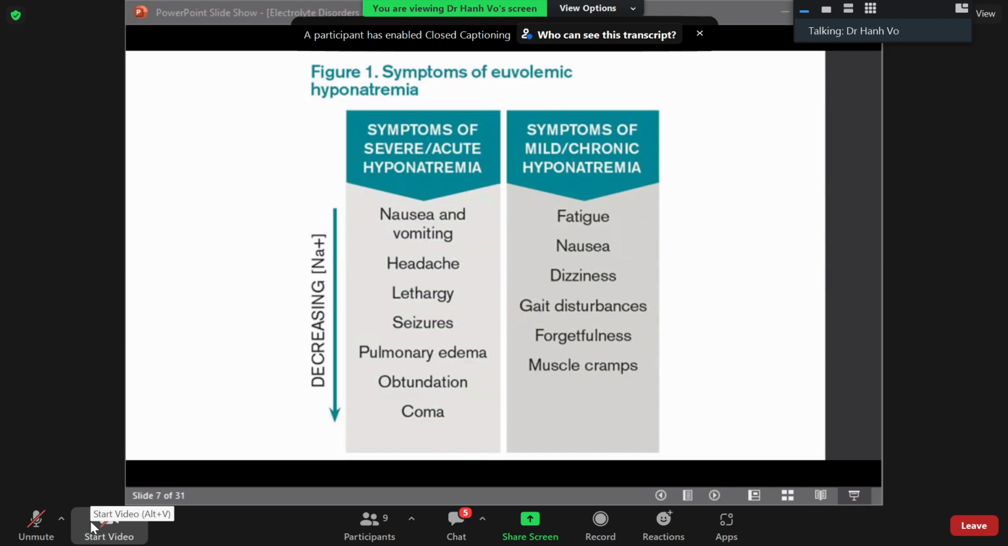Most hyponatremic patients do not require emergency management if they don't have symptoms. But the severity of symptoms depends on the rate of change of sodium concentration. If the sodium level drops very quickly, it can cause severe symptoms.